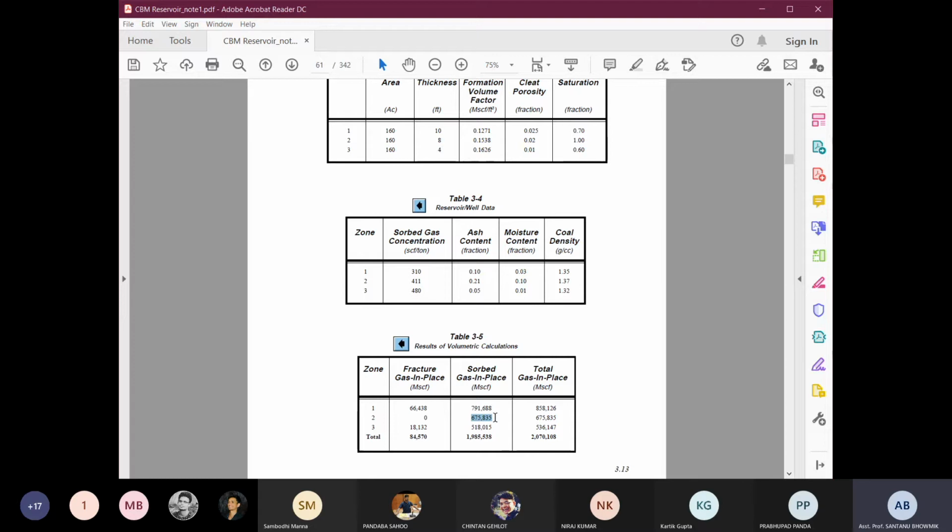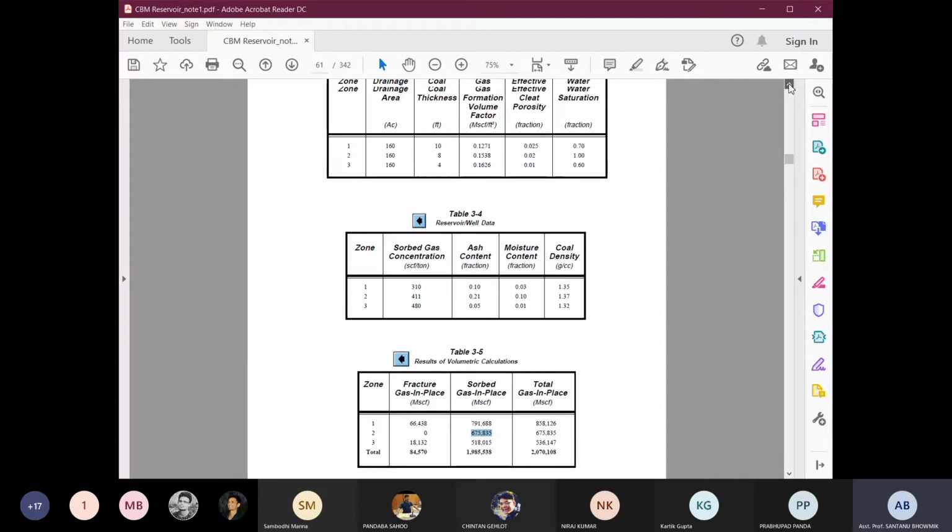So summarizing this, you are going to have some information about the gas in place. This is the first consideration, the volumetric consideration, which is totally based on some parameters, and you are going to calculate the volume of the gases present.